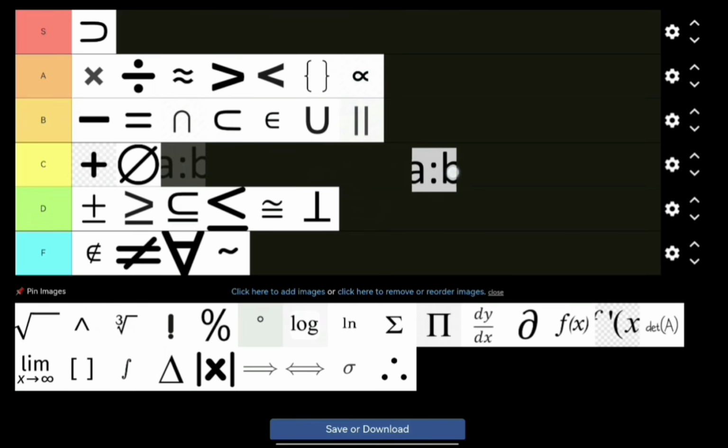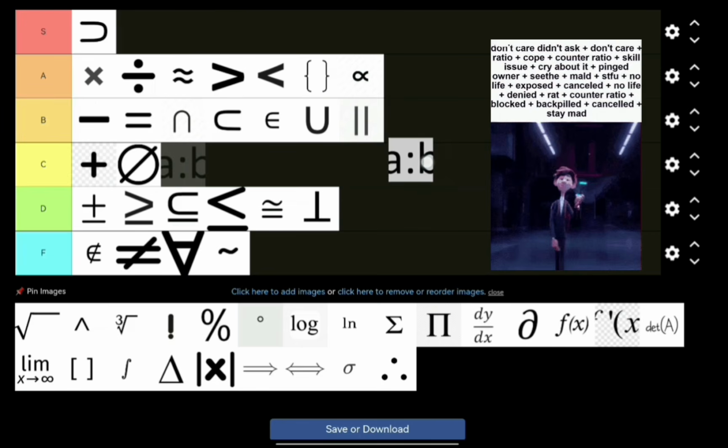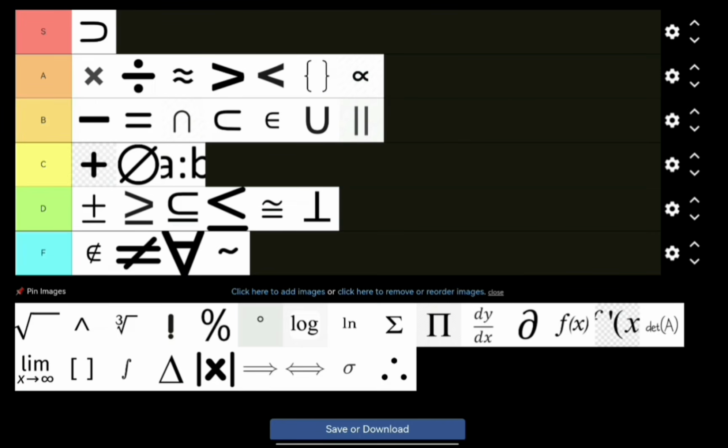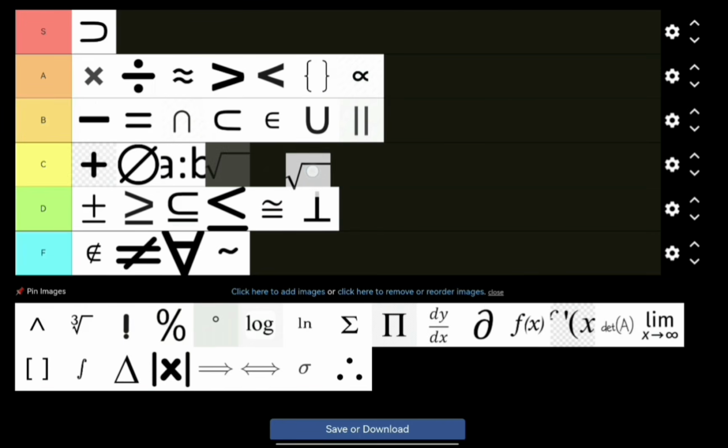Ratio. Just like those TikTok comments. L plus both. You know what I'm saying? C tier. Square root. She's the root of all your problems. Haha. Get it? C tier.